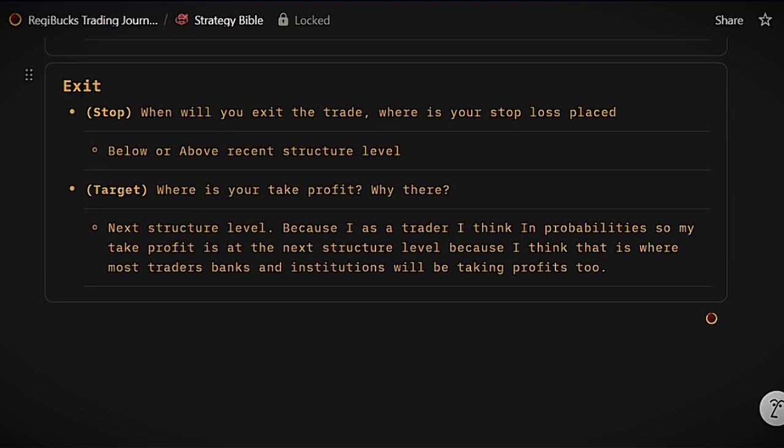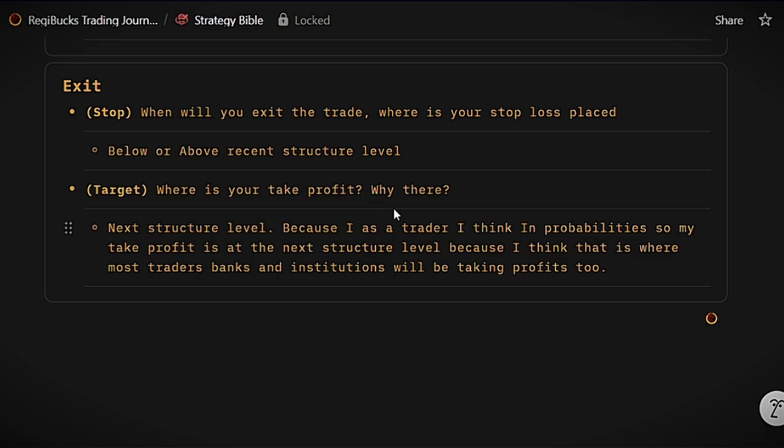And then how do I exit? When will you exit the trade? Where's my stop loss placed? Below or above the recent structure level. And my target is the next structure level.